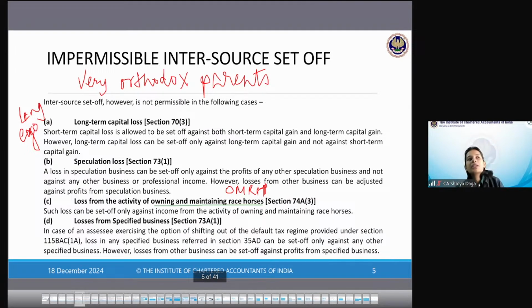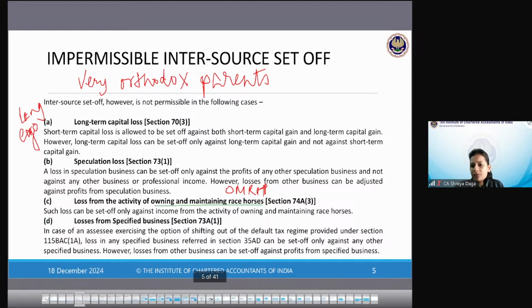Speculation is not gambling. Speculation business means when you are trading in the shares of other companies, but you are not an investment company. That means your GTI does not mainly consist of interest on securities, income from other sources, capital gains, or income from house property. So you do not mainly have investment income, and you are also not in the business of banking or lending. You are not a bank or an NBFC or an investment company, but you deal or trade in the shares of other companies. Then this business is speculation business. This is not gambling. This is legal.